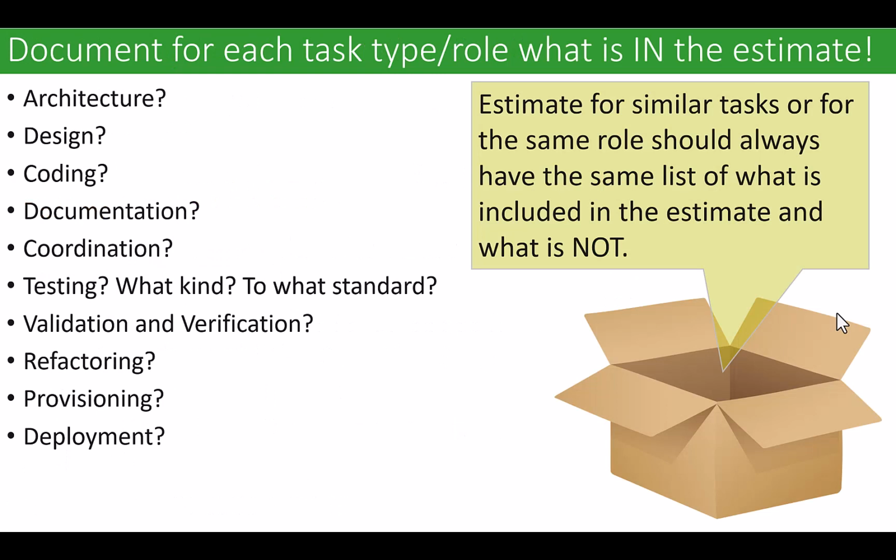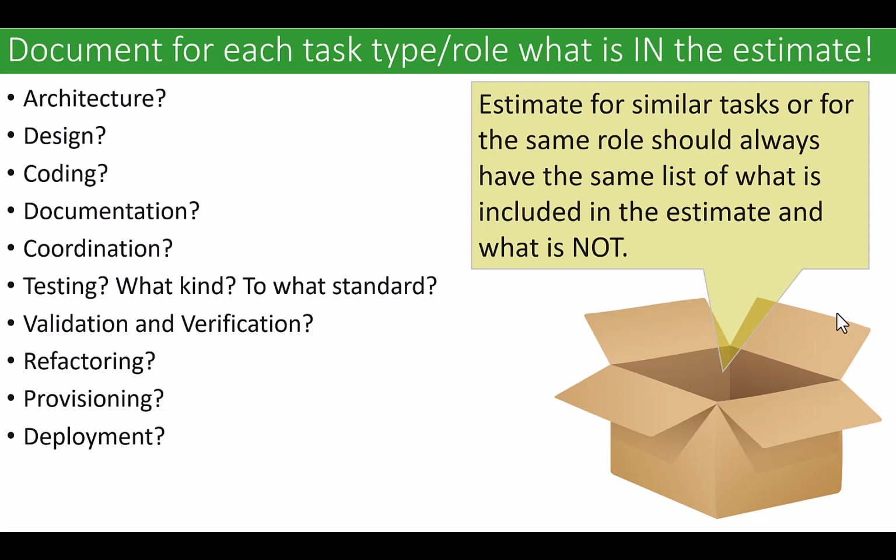Every task type and role has different things that are assumed to be in or out of the estimate. If you say something is 5 story points and you're a developer, what activities are you promising in that estimate? So typically not architecture, maybe not even design. Coding, documentation, testing, sure. Coordination, maybe. Validation and verification, probably not.